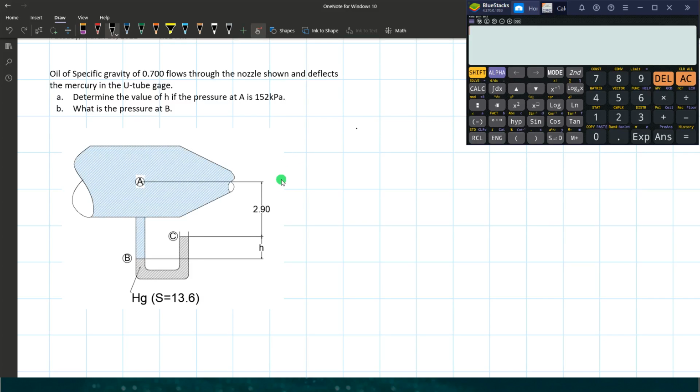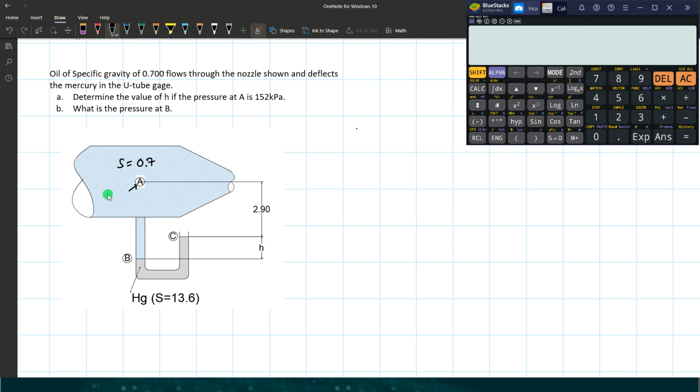Let's continue to work on some sample problems in principles of hydrostatics. Here in this example, we have an oil which is flowing through the nozzle. As you can see in the figure, we have a nozzle, and the specific gravity of the oil is 0.7. It deflects the mercury in the U-tube gauge. Here's the U-tube gauge. Letter A, determine the value of H if the pressure at point A is 152 kilopascal.